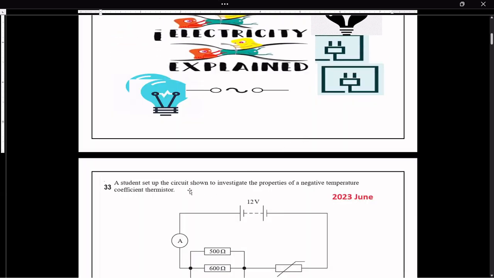Here we are starting with question number 33. The first 32 questions are included in the first videos. So let us start here. A student set up the circuit shown to investigate the properties of a negative temperature coefficient thermistor.